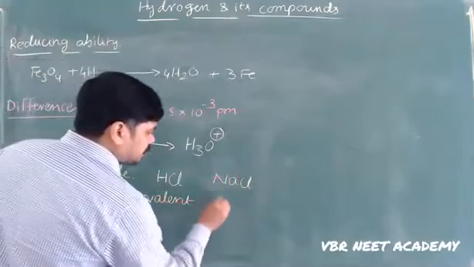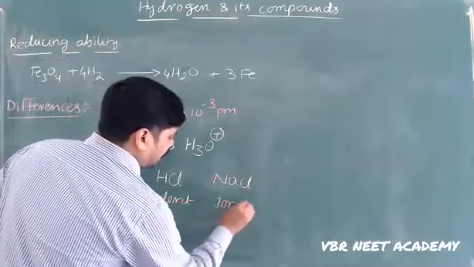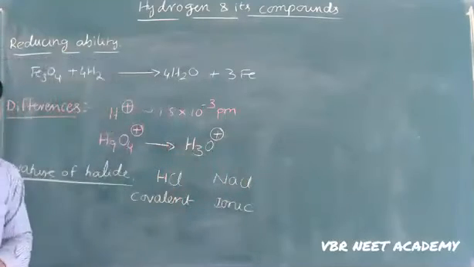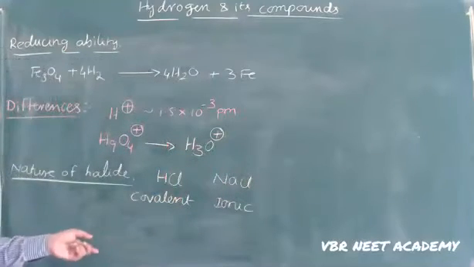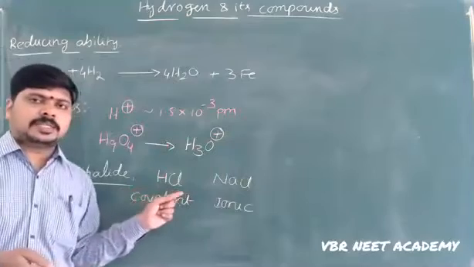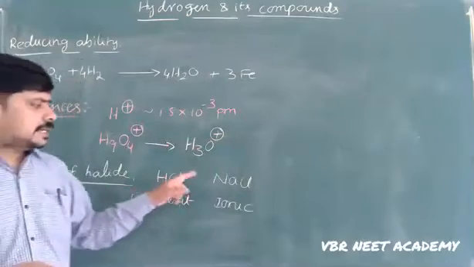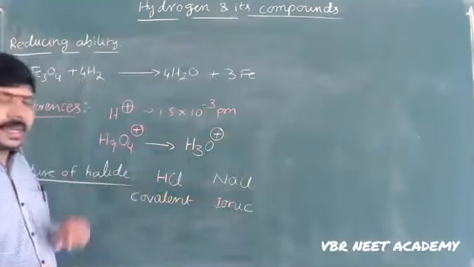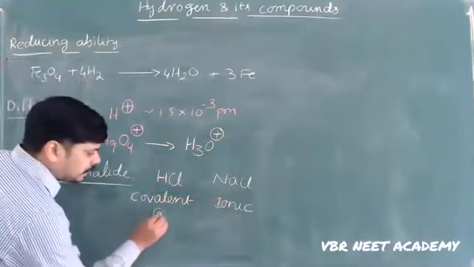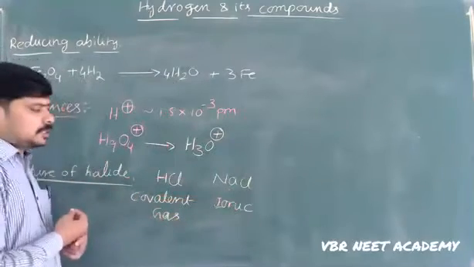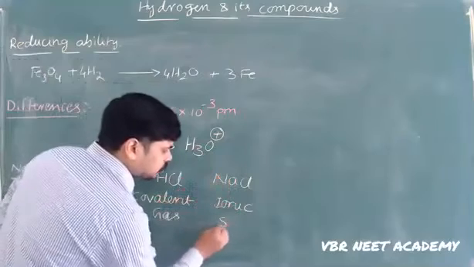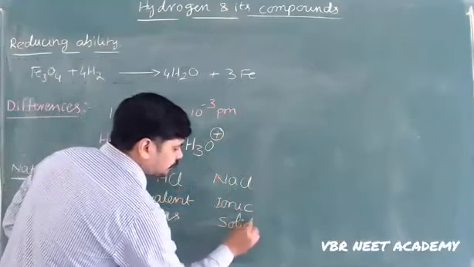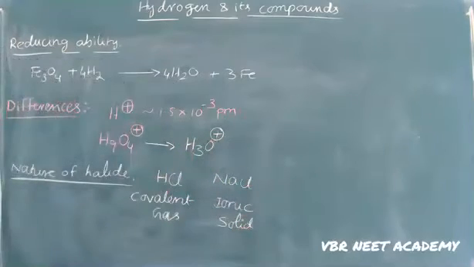What is the nature of NaCl? It is going to be ionic. I think everyone knows about this one. HCl is going to exist as covalent in nature, and NaCl is going to be an ionic salt. When we take HCl, it is going to exist in the gaseous state, whereas NaCl exists in the solid state.